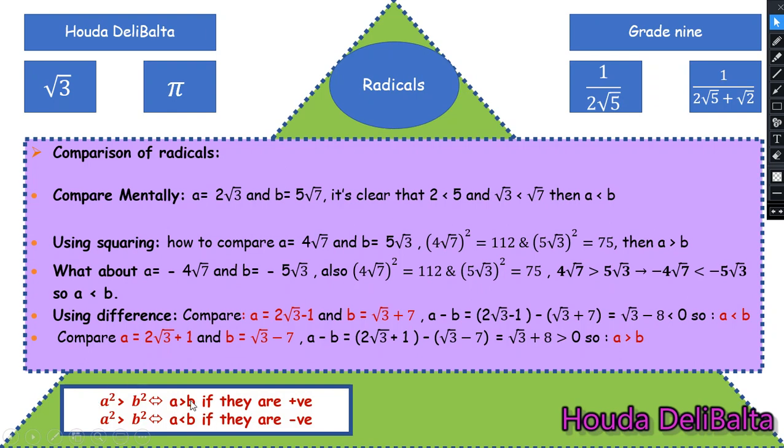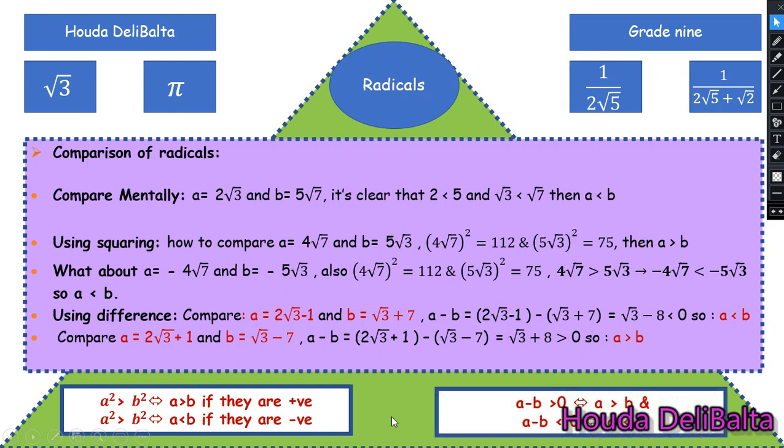Using the squaring method, if A squared is greater than B squared, that is equivalent to saying that A is greater than B if they are positive, as you see in this example. A squared greater than B squared is equivalent to saying that A is less than B if they are negative. So we reverse the order if they are negative, as you see in this example. So as you notice, when the positive one is greater than the other, then in negative we reverse the order.